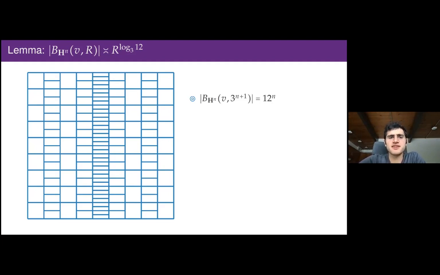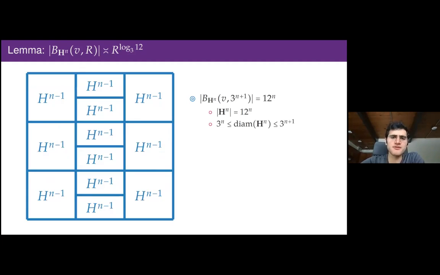The first one is that if you look at a ball of radius about 3 to the n in Hn, you see 12 to the n many vertices. To prove that, we need two things. First, that the size of Hn is 12 to the n, and the diameter of Hn is also about 3 to the n. Putting these two things together, you get this. Note that 12 to the n is 3 to the n to the log base 3 of 12. So why is that true?